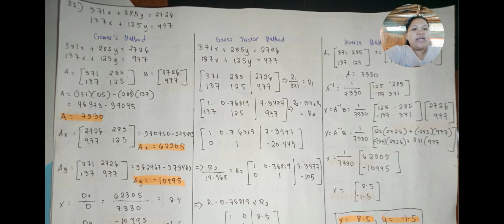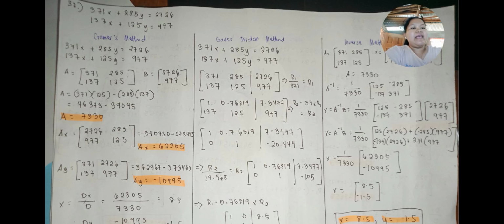So let us get the determinant A. We are going to focus on the A and cross multiply. So the result for the determinant A is equal to 7,330. Next, we are going to get the determinant x. So we are going to replace column 1 with the B in order to get the x. So our determinant x is 62,305. For our determinant y, we are going to replace column 2 with our B. So the determinant y is equal to negative 10,995.